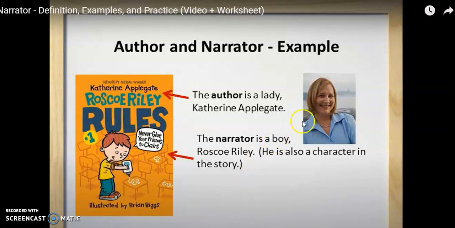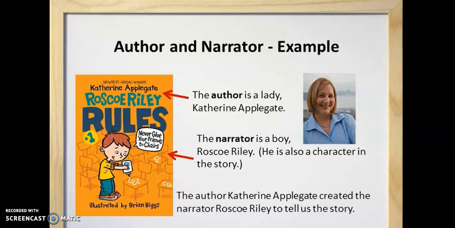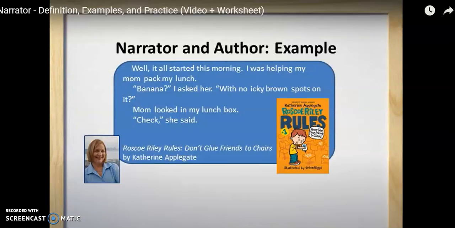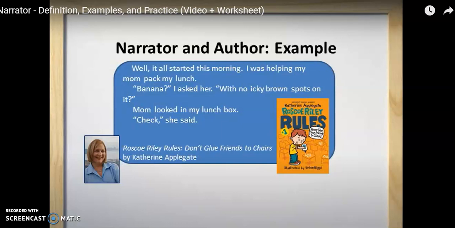It means that Catherine Applegate creates this character, whose name is Roscoe Riley, but he also is the person in charge of telling the story to the readers. So in this case we have a narrator who is at the same time a character. The author Catherine Applegate created the narrator Roscoe Riley to tell us the story. Here you have a fragment of this book. We are going to see better and more clearly what the difference is.